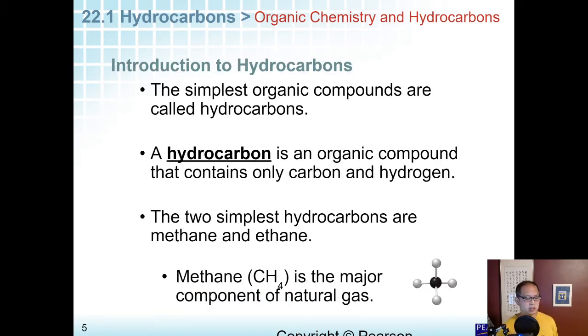Now, we are going to talk about hydrocarbons. The simplest organic compounds are called hydrocarbons. A hydrocarbon, pretty straightforward, is an organic compound that only contains carbon and hydrogen. There are a lot of rules that dictate these hydrocarbon compounds, and we're going to go over the simplest types today. The simplest of the simple are methane and ethane. Methane, CH4, is the major component of natural gas, so you should all be familiar with that one. And ethane is C2H6, not pictured here.